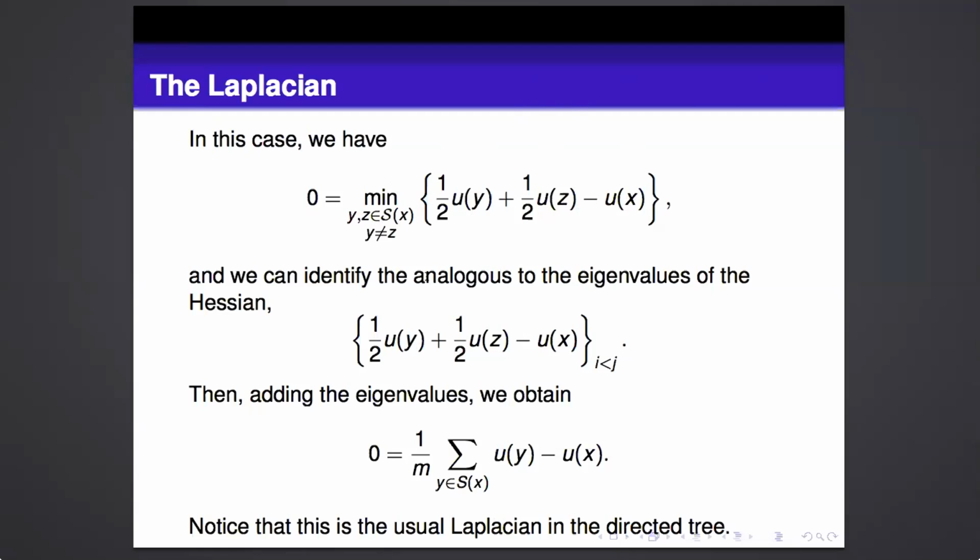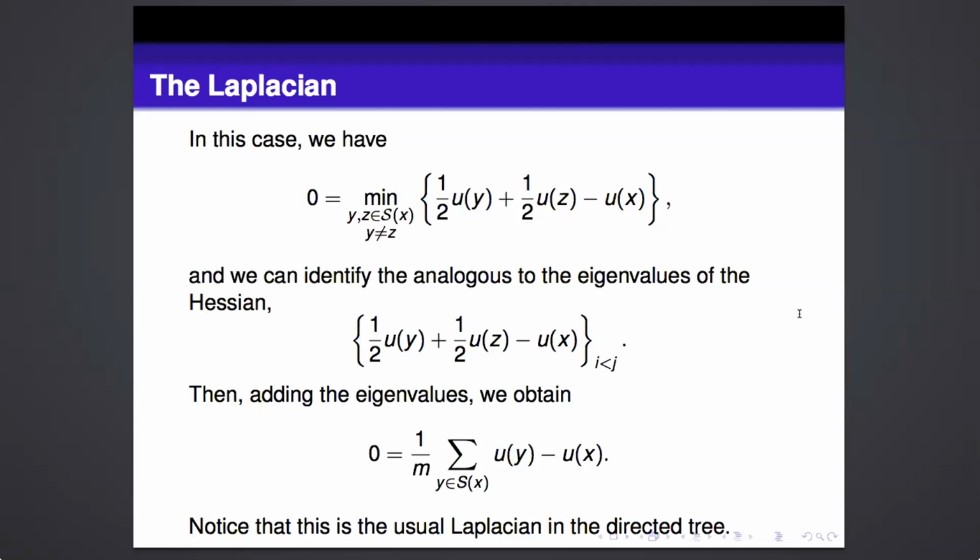So the eigenvalues of the Hessian associated with this tree are the following things: the mean value of two successors minus u at the father of the two successors, and all possible combinations between those two different sons of the father gives you all possible eigenvalues of the Hessian. And if you add up the eigenvalues of the Hessian, what you obtain is the Laplacian. This is in the Euclidean case. The Laplacian is the sum of the eigenvalues of the Hessian.